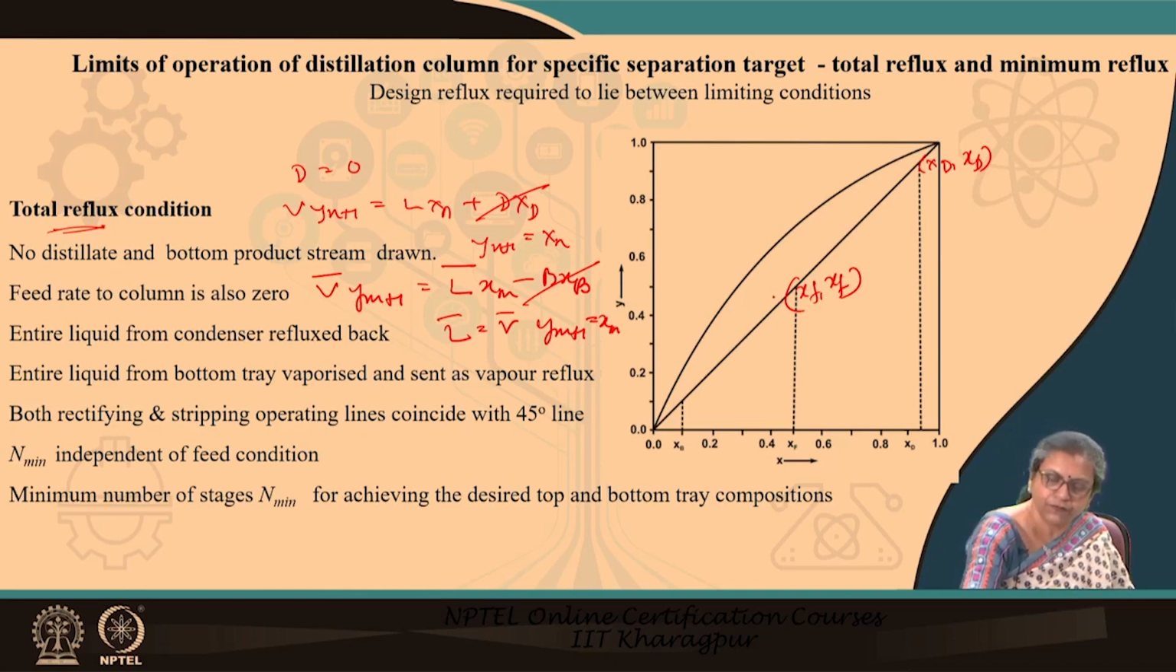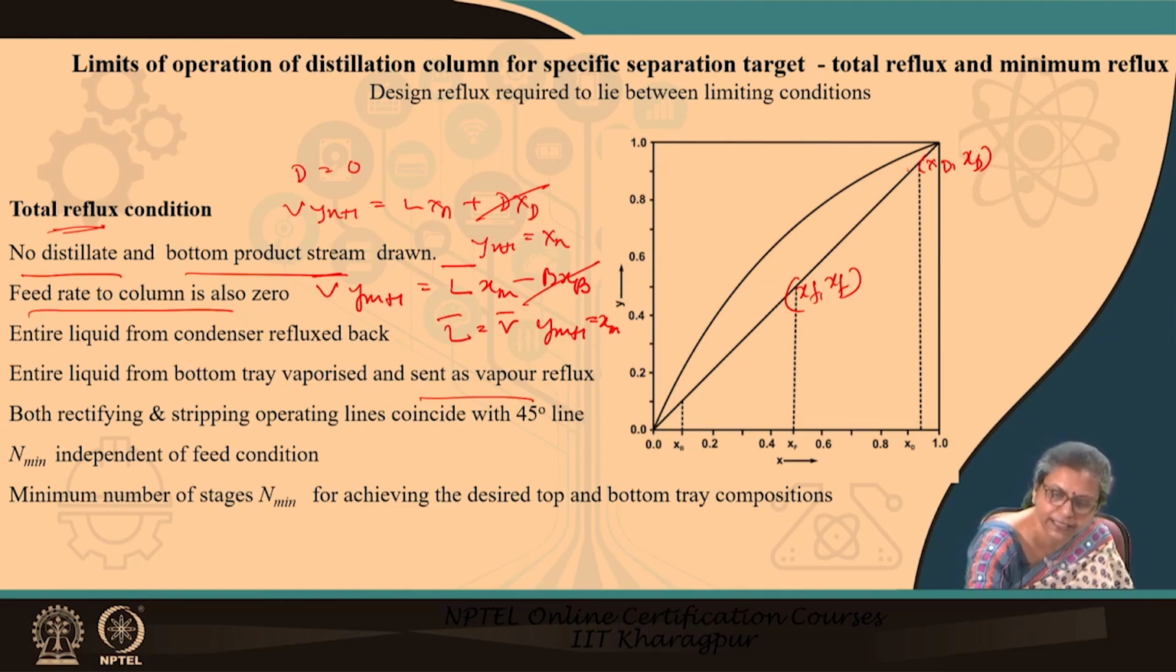So, we find that under the total reflux condition, which is the condition where neither a distillate nor a bottom product stream is withdrawn, quite naturally the feed rate to the column is 0. The entire liquid from the condenser is refluxed back, the entire liquid from the bottom tray is vaporized, and the entire vapor is sent back as the vapor reflux. Under this condition, the operating lines coincide with the 45 degree line, as I have mentioned.